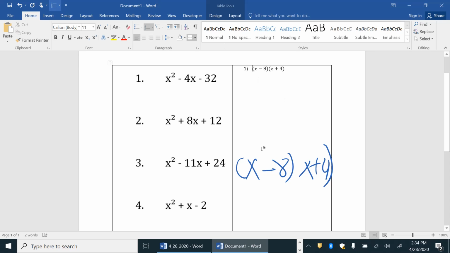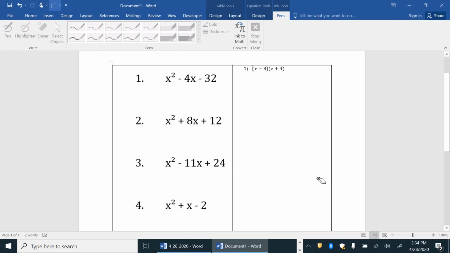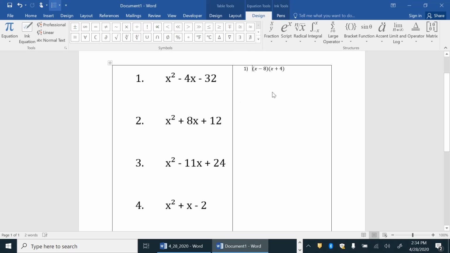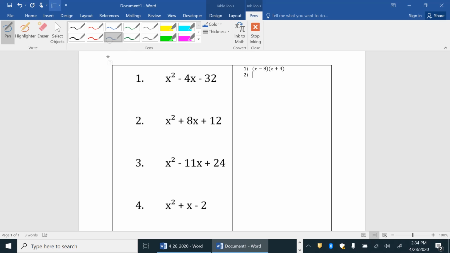Let's do the next one. Let's do 2. So now, pen, eraser, erase this. Okay, now let me go back to pen. What's being weird? Okay. All right. Pen. All right. Sorry about that, guys.